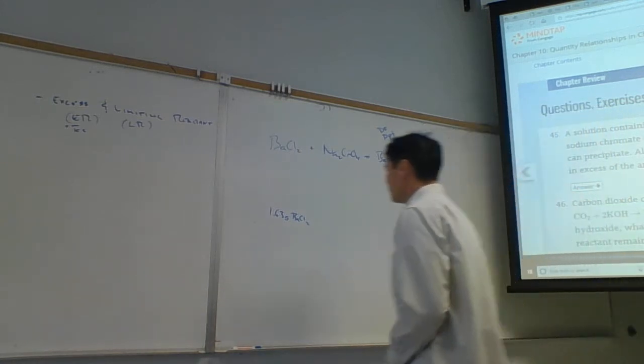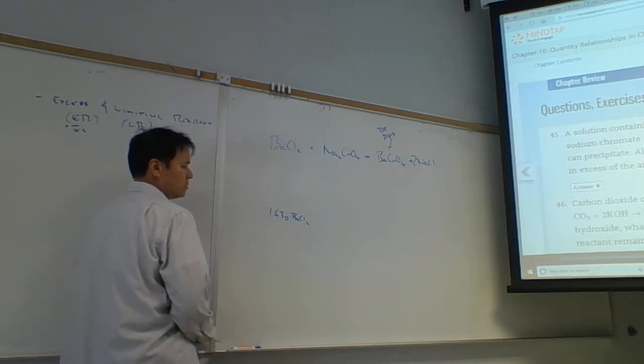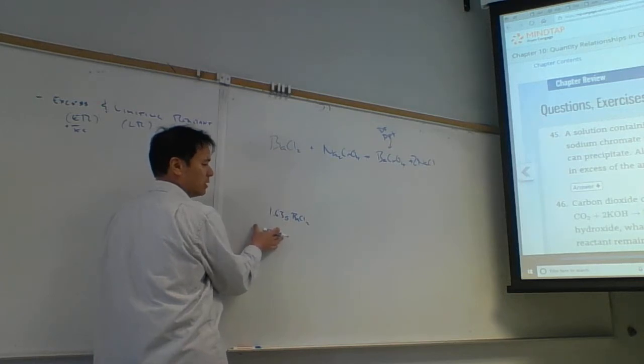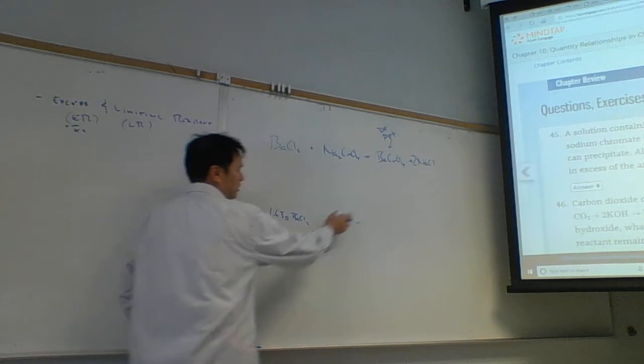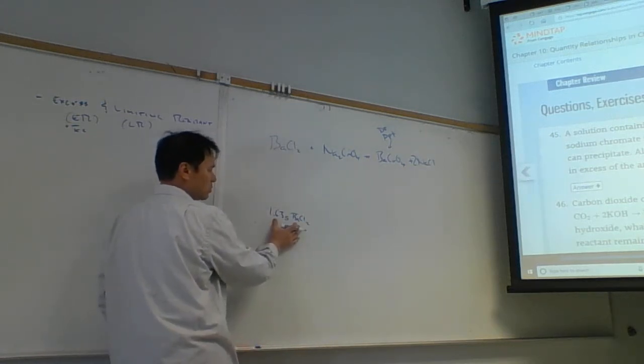And so when we have a problem like this, what we do is we'll ignore one. And so this would be like three bags of flour. You know, how many cookies can you get from 3 bags of flour? That's what we're going to figure out. Except we're not after cookies, we're after barium chromate. So how much barium chromate can we get from this first ingredient?